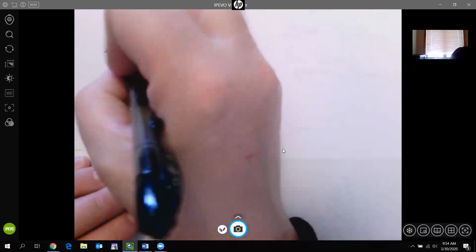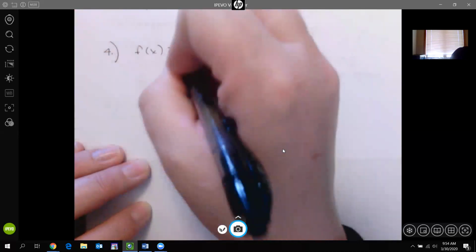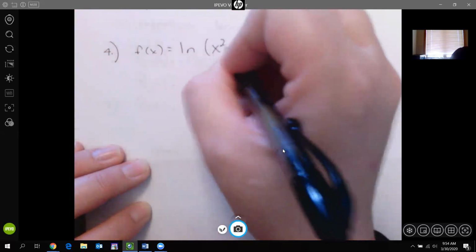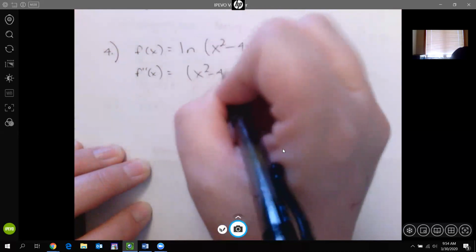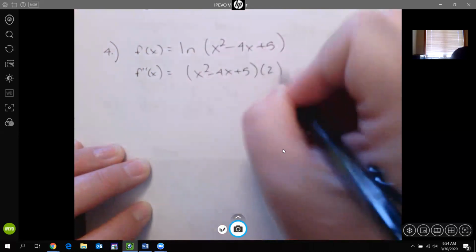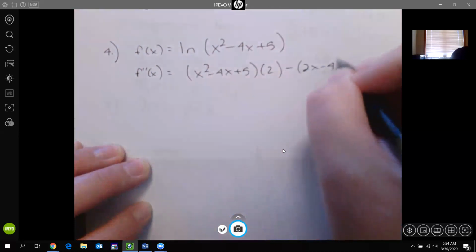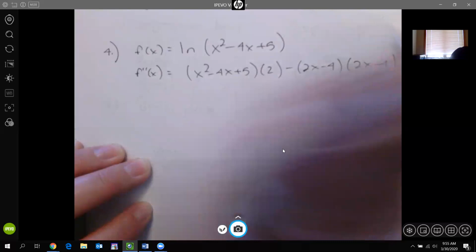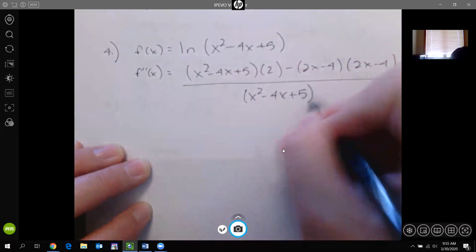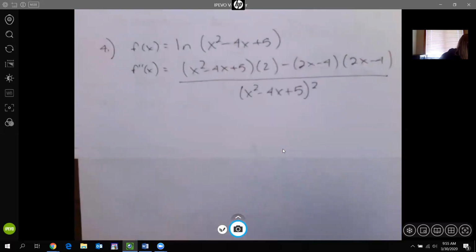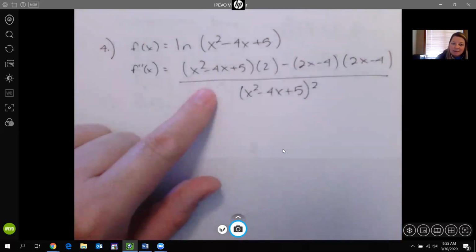Okay, so this is my fourth problem, and our original function was the natural log of x squared minus 4x plus 5. And we already found the second derivative to be ugly: (x squared minus 4x plus 5) times 2 minus (2x minus 4) times (2x minus 4), all over (x squared minus 4x plus 5) squared cubed. Where are my inflection points? That is where this equals 0.